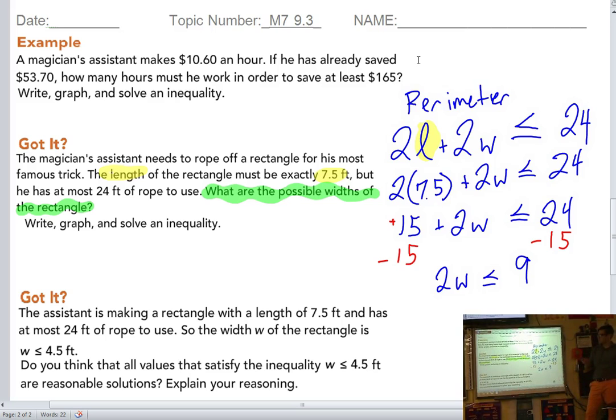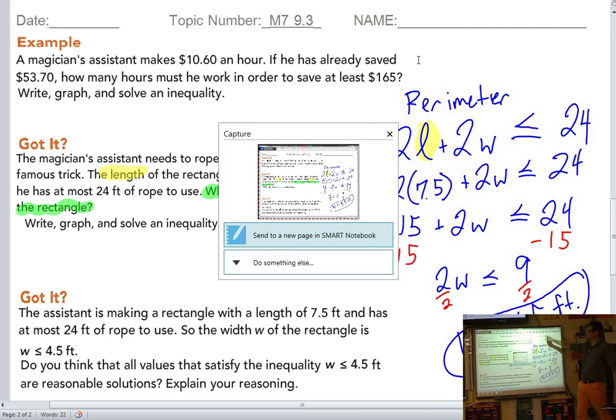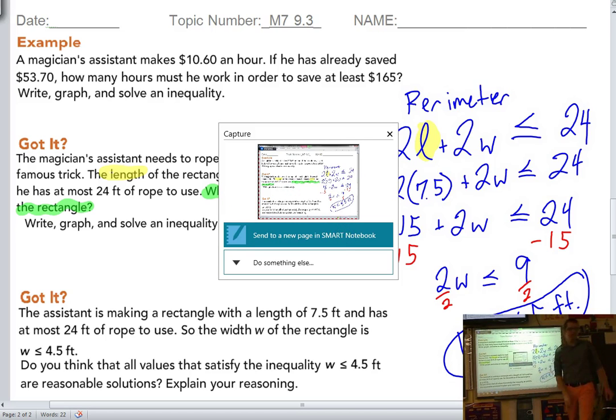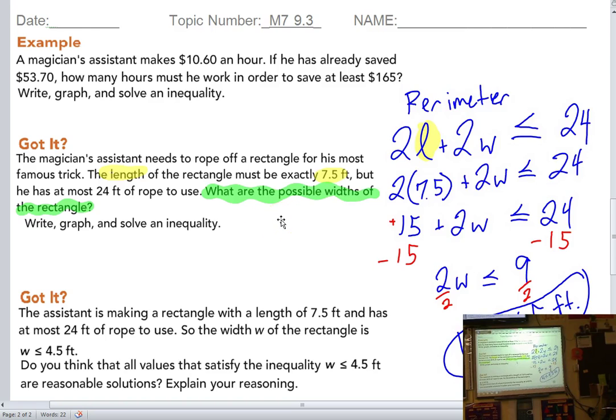Maylee, what's the last thing I do to get w by itself here? I divide by 2, and we get w, write this down please, is less than or equal to 4.5 feet. So your width could be 4 feet, could be 3 feet, could be 2 feet, anything less than or equal to 4.5. So it could be 4.5 feet if we use the entire rope.